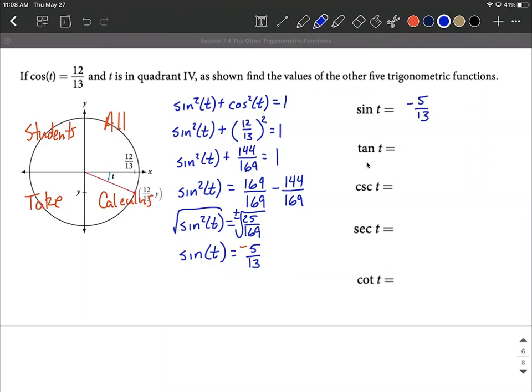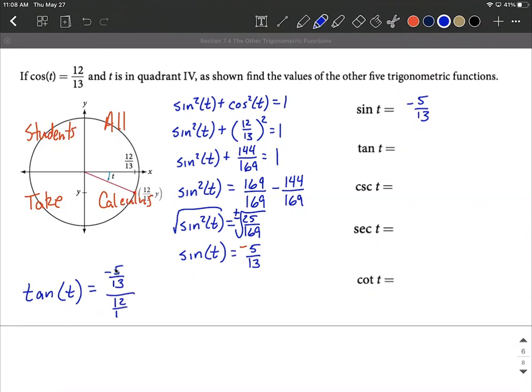From here, we can also go ahead and find our tangent. Tangent is defined to be sine over cosine using a quotient identity. Since we know both sine and cosine, we can fill in and say sine, our numerator, is negative 5/13. And our denominator is going to be our cosine, which is 12/13.